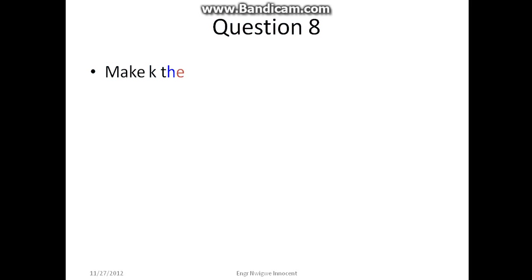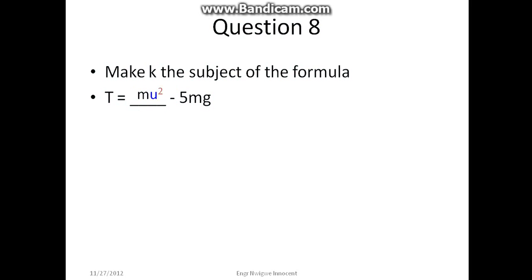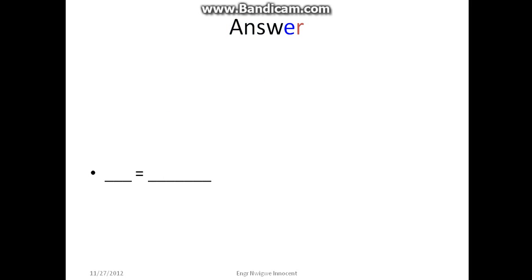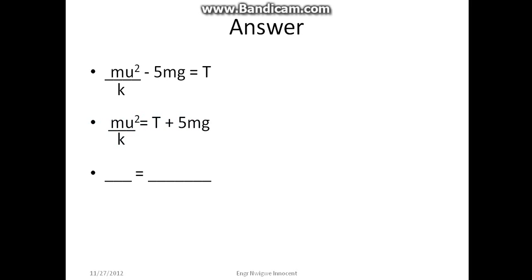Question 8. Make K the subject of the formula, given T equals mu squared over K minus 5 mg. Answer. We are asked to make K the subject of the formula. Then we have T equals mu squared over K minus 5 mg. If we take 5 mg to the other side, because we want to make K the subject of the formula, we are left with mu squared over K, which is equal to T plus 5 mg. The minus becomes plus because it has crossed the equal sign.